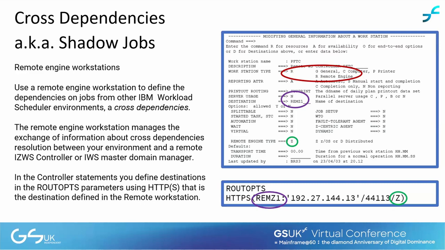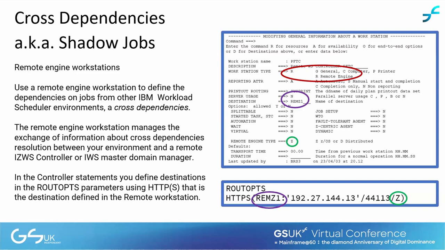And you need to say that it's a remote workstation, so it won't try to run anything. A remote workstation. You need to say server usage is none, because there are no servers there. It's not running anything. It's just watching for something on another system. And you have to say what type of remote engine it is, whether this workstation is shadowing another controller, so it would be Z, or it would be a D if it was shadowing a distributed master.